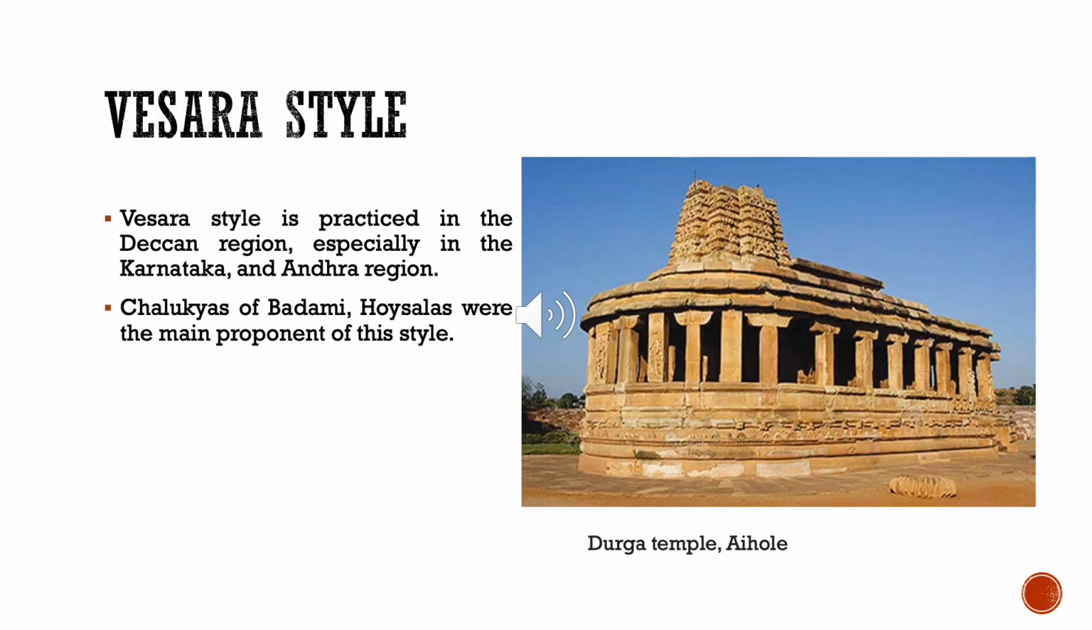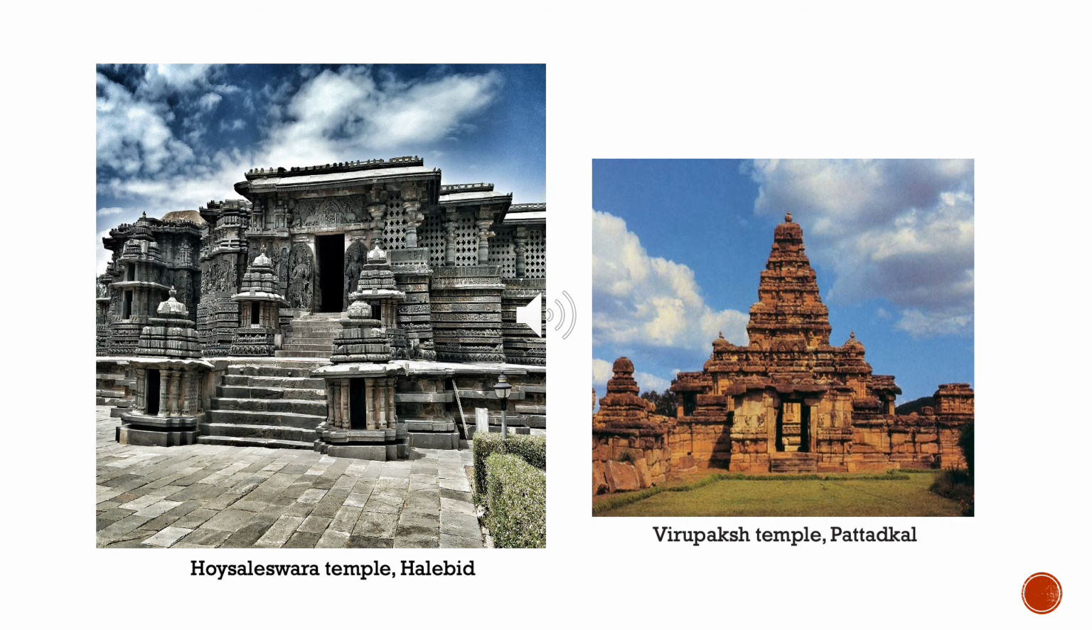Next is the Vesara style. Vesara style is practiced in the Deccan region, especially in the Karnataka and Andhra region. The Chalukyas of Badami and the Hoysalas were the main proponents of this style. Here we can see the Durga temple at Aihole, constructed by the Chalukyan dynasty. Other exemplary examples of Vesara style temple architecture: on the left side is the Hoysaleswara temple at Halebidu in Karnataka, and on the right side is the Virupaksha temple at Pattadakal, in the northern part of Karnataka. It was made by the Chalukyas.